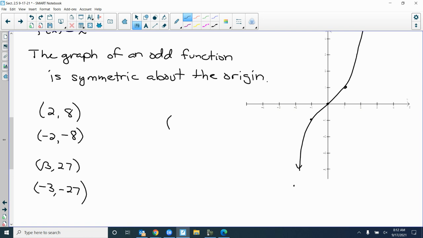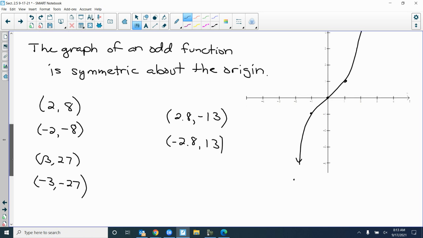So let me just make one up. If I plug in 2.8 and I get back -13, what must be true if it's an odd function? When I plug in -2.8, what must I get back? +13. Not every function's even, and not every function's odd. There are just some that are neither. So if I plug in 2 and get back 8, I might plug in -2 and get back 16. It's not even or odd.